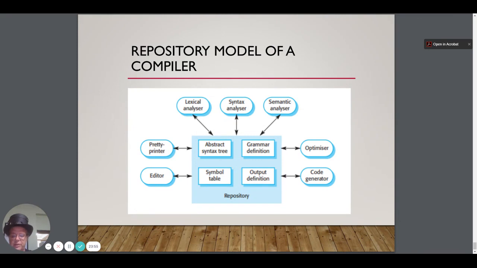So a syntax-directed editor can check the syntax of a program as being correct while it's being typed, and the pretty printer can create listings of the program in a format that's easy to read.